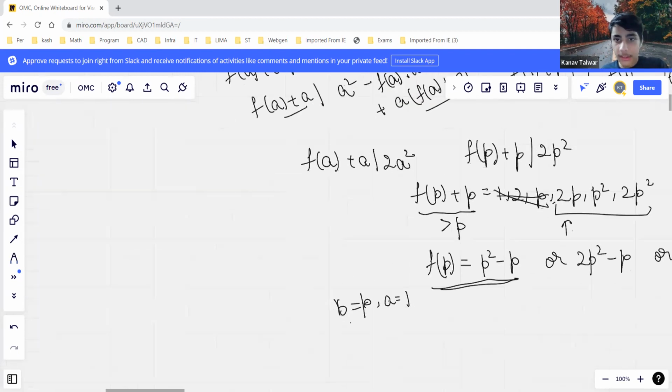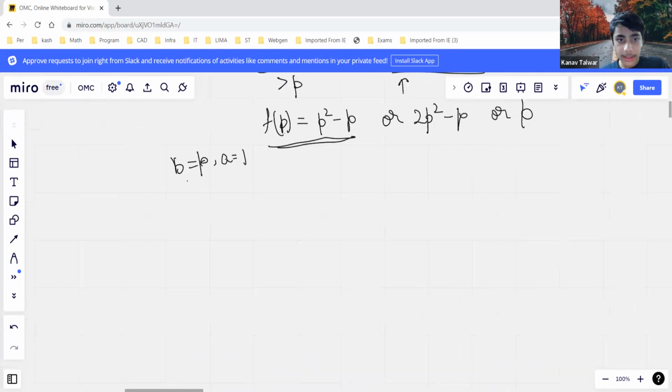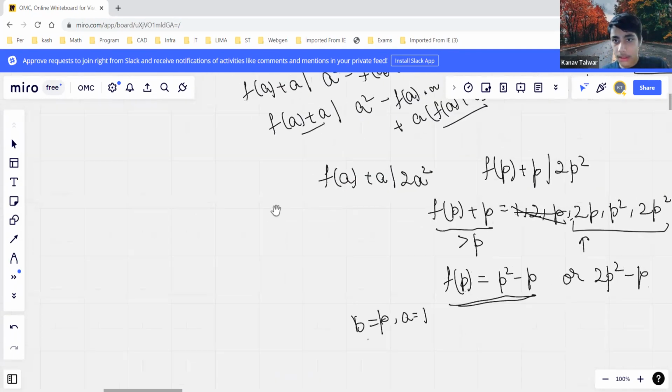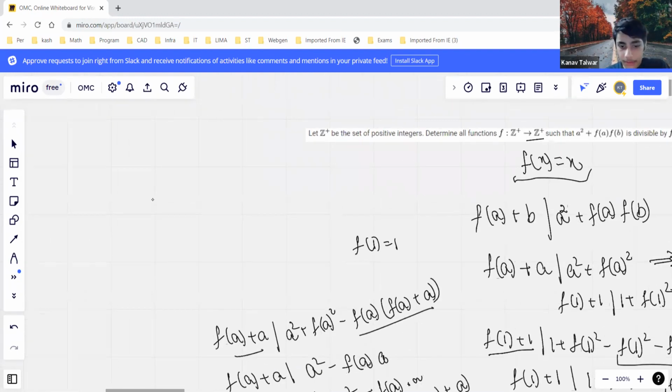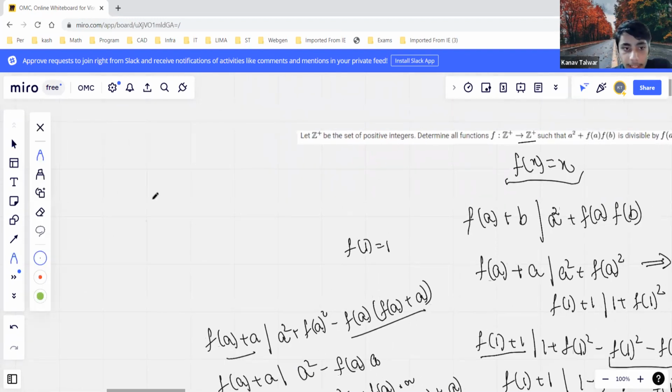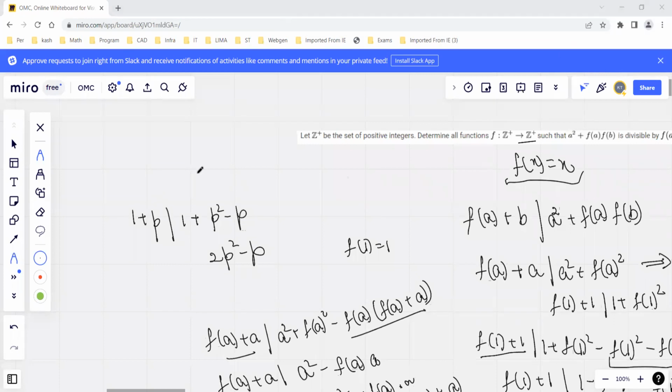What is the original FE? We have this thing and we put a to be 1. We have that 1 plus p divides 1 plus p squared minus p. Yeah, this is a contradiction. And similarly, we get a contradiction for 2p squared minus p. Is this clear to everyone? Yes.